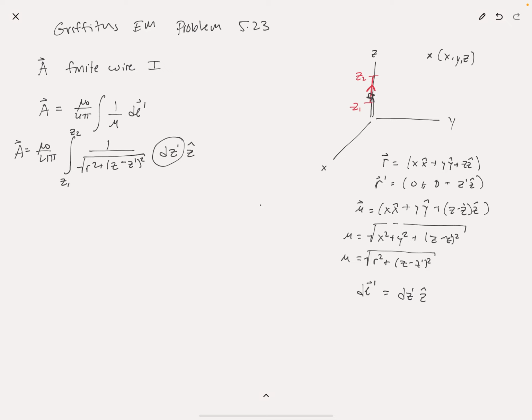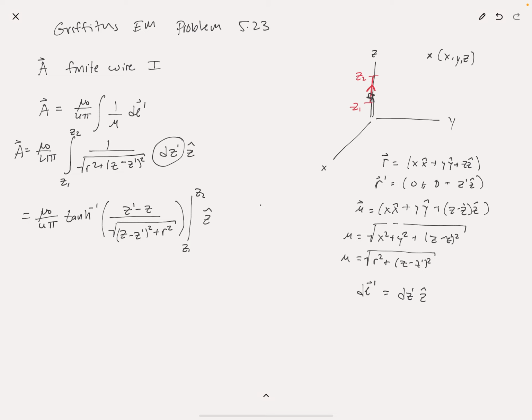I plug that into my online calculator. I either get hyperbolic tangents, inverse hyperbolic tangents, or logs. I've chosen to pick the inverse hyperbolic tangent solution because it's a little bit cleaner, at least up front. So that becomes mu naught over 4 pi times tanh inverse of (z prime minus z) over the square root of (z minus z prime) squared plus r squared, evaluated from z1 to z2 in the z hat direction.